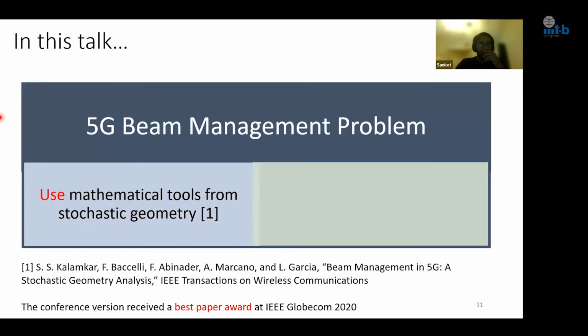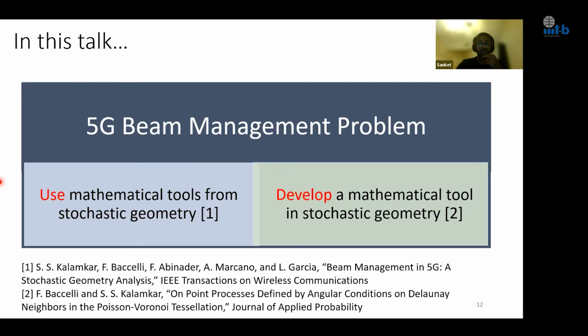Now, stochastic geometry can be applied to a variety of problems: vehicular communication, spectrum sharing, base station 5G and LTE, or sidelink communication, and so on. But in this talk, we will talk mostly about the 5G beam management problem, because beam management is central to 5G NR. So the focus will be on this first part, where we will use tools from stochastic geometry to analyze the beam management problem. And if time permits, I will show the reverse process, how practical problems in beam management can also lead to the development of fundamental mathematical tools in point process theory.